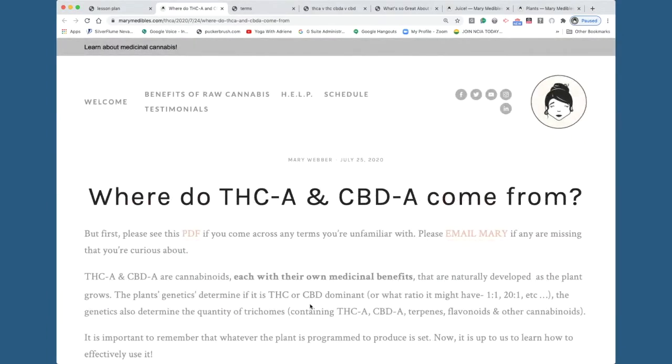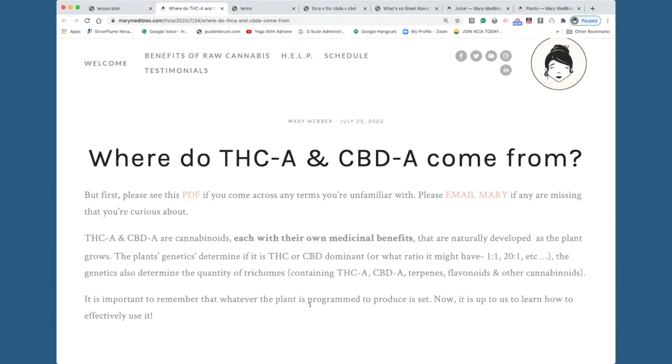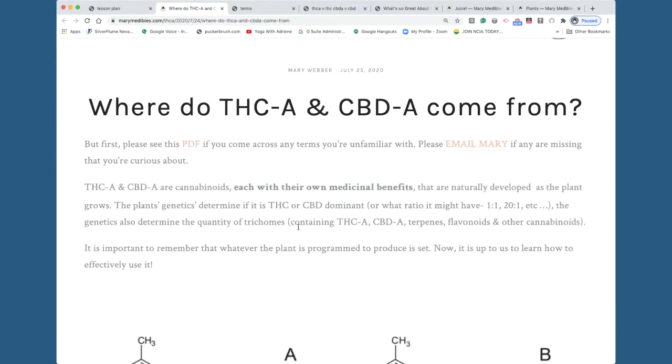Where do THCA and CBDA come from? THCA and CBDA come from the raw plant. It just naturally develops as the plant grows. THCA and CBDA have their own medicinal benefits, and as the plant develops, the plant genetics determine if it's THC or CBD dominant, or what ratio it might have, like 1-to-1 or 20-to-1. You may have heard of that, CBD to THC, etc.